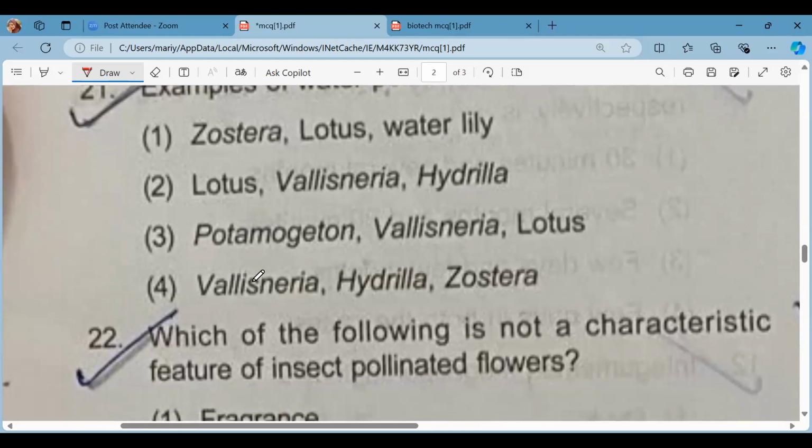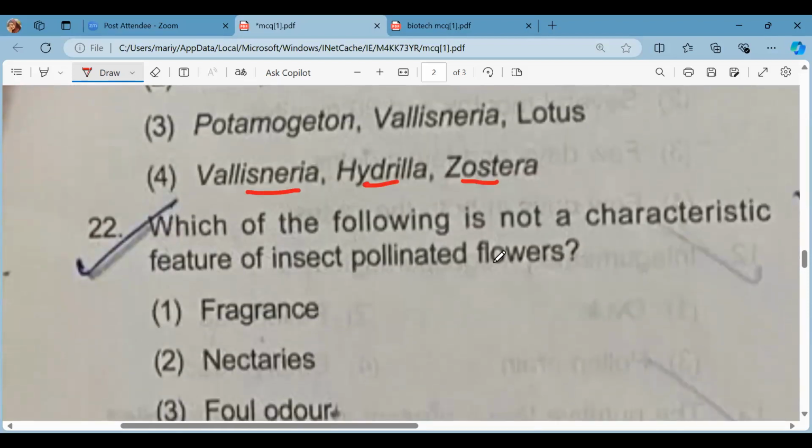So, number four, the fourth option. Yes, number four: Vallisneria, Hydrilla, and Zostera. All of them are water pollinated, and they are living in water also.